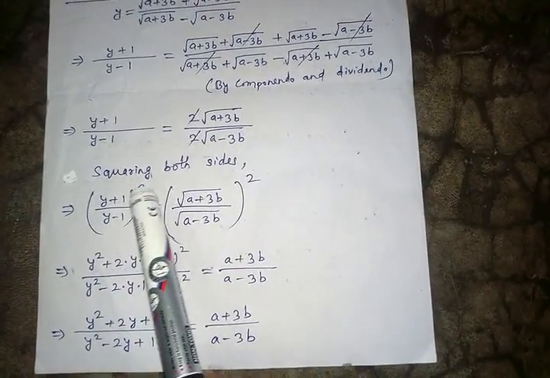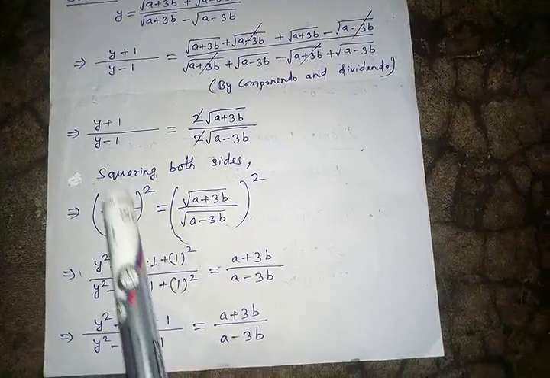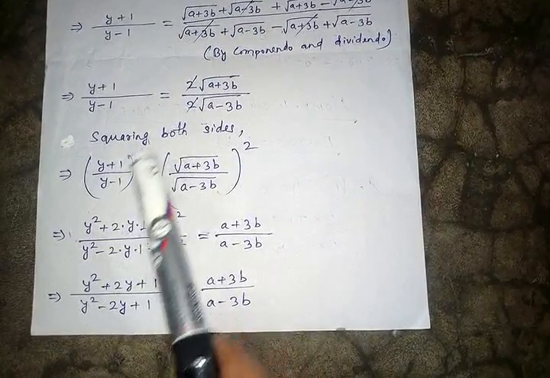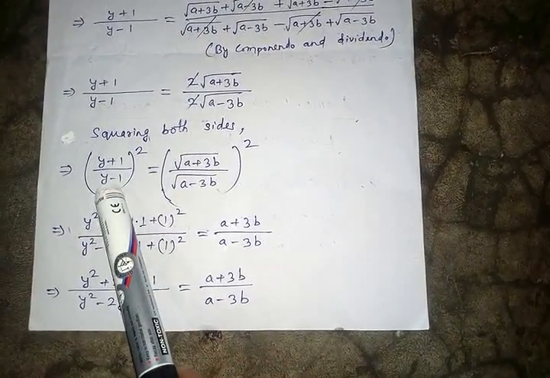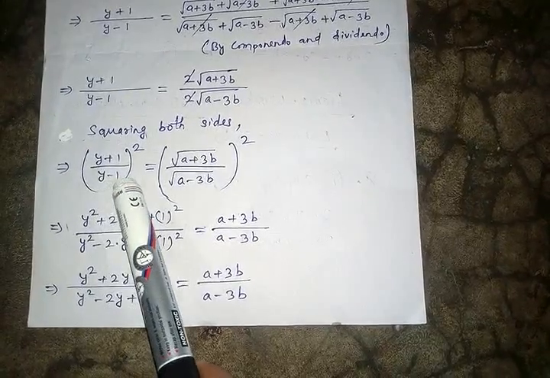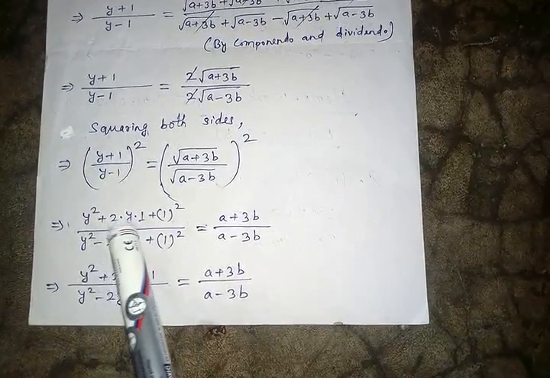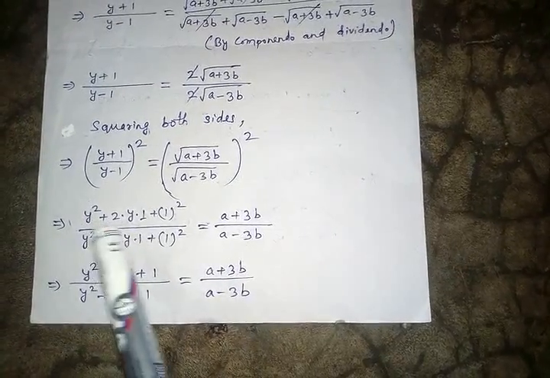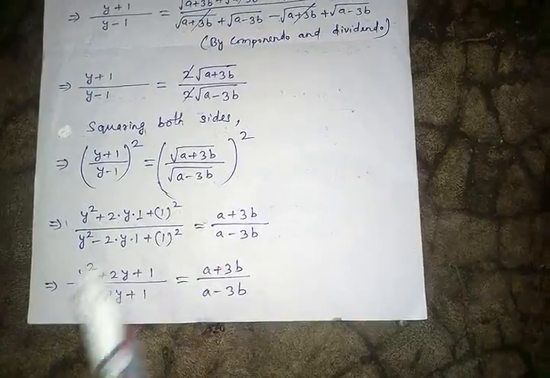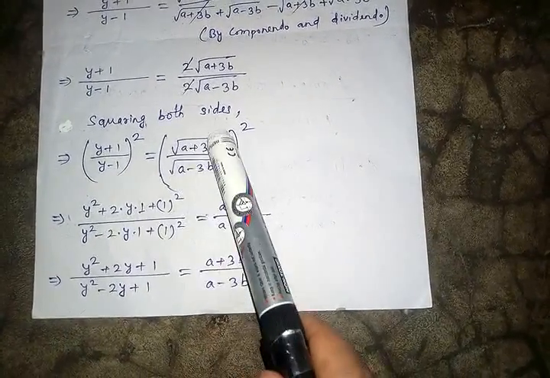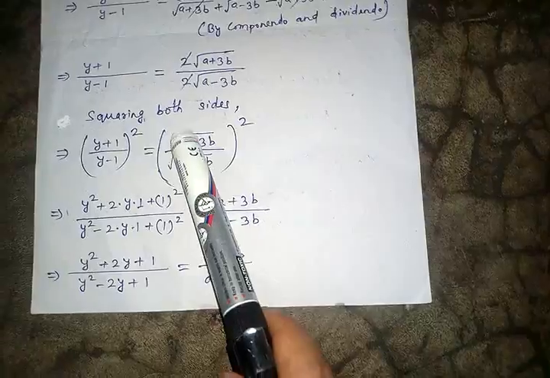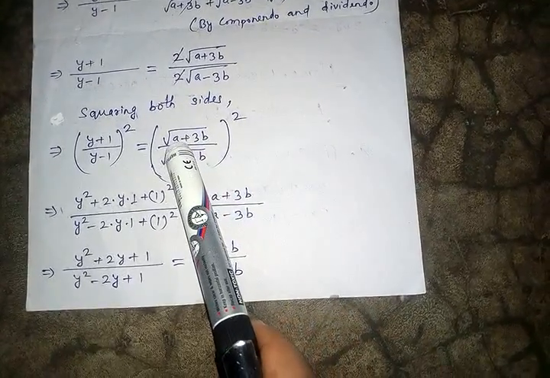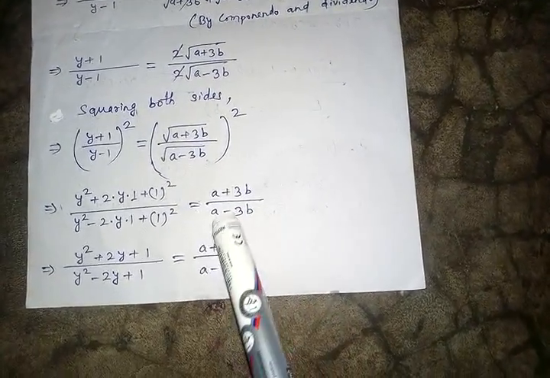To remove root over we have to do squaring both sides, and when we do squaring both sides we get square at this part also and at this part also. And then here it is a formula of a plus b whole square, where a is y, b is 1, and here a minus b whole square, a is y and b is 1. So same thing, a square plus 2ab plus b square, a square minus 2ab plus b square, where a means y square, where b square means 1 square. And here root over and square vanishes automatically, only the internal number remains, a plus 3b by a minus 3b.